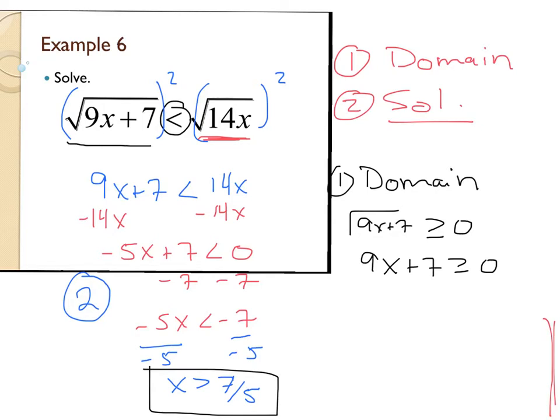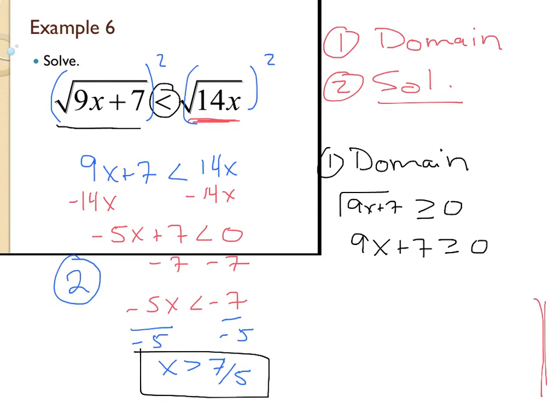Now when we consider our domain and also look at our algebraic solution, when I balance out my domain, it's going to be when x is greater than or equal to negative 7/9. These are the only numbers that work for our square root function. So now let's look at this. These are going to give us real numbers, and notice the 7/5. The solution for this inequality is happening well after the negative 7/9.